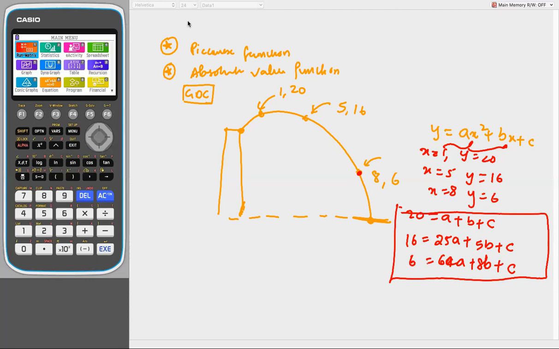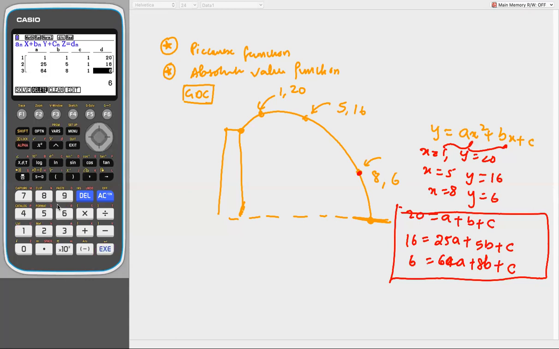So how do I find the values of a, b, and c? Let's have a look at how we do this on the calculator. When you go under equation on the calculator, you will get a simultaneous solver. You press menu, go down all the way, press equation with the execute button, and then press simultaneous, and the number of unknowns here is 3. I'll enter the coefficients 1, 1, 1, and 20. Second is 25, 5, 1, and 16. Then 64, 8, 1, and 6.